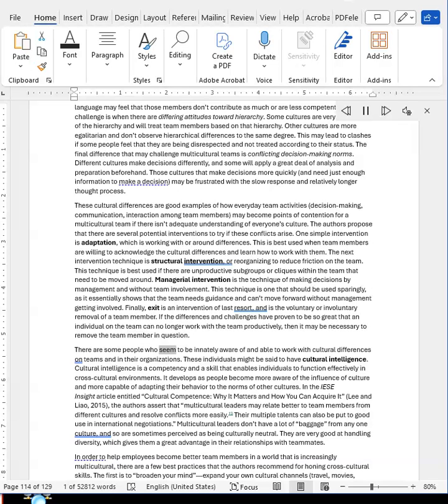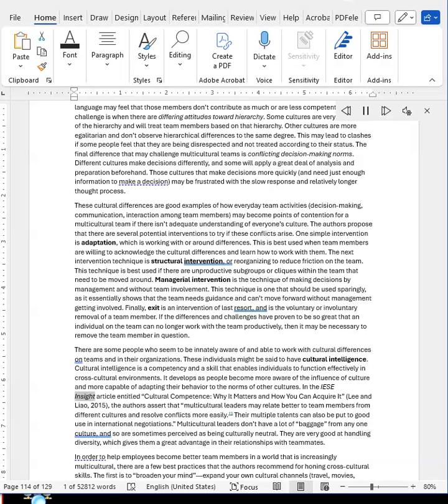There are some people who seem to be innately aware of and able to work with cultural differences on teams and in their organizations. These individuals might be said to have cultural intelligence. Cultural intelligence is a competency and a skill that enables individuals to function effectively in cross-cultural environments. It develops as people become more aware of the influence of culture and more capable of adapting their behavior to the norms of other cultures.